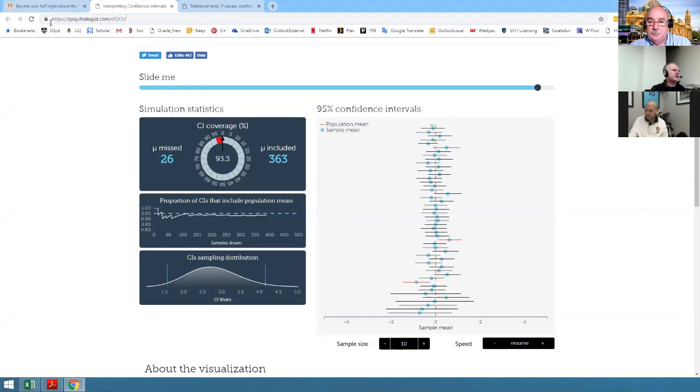Actually a better example for this might be, here we go. Let's again bring this across. So if people are interested in this stuff, go over to this website here. Can you see up in the top there, the URL?